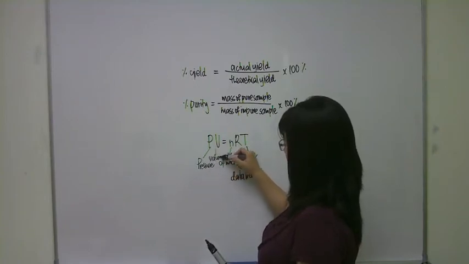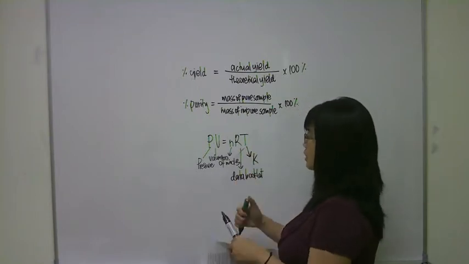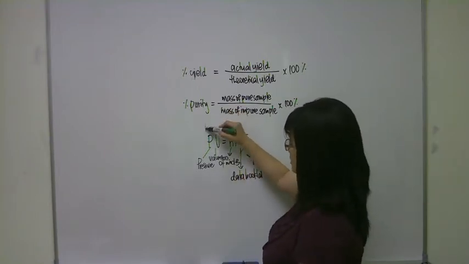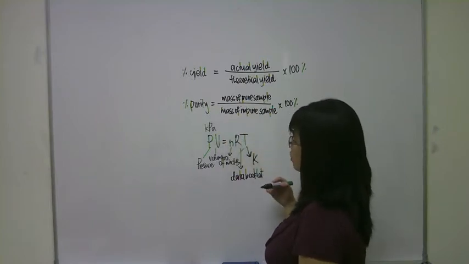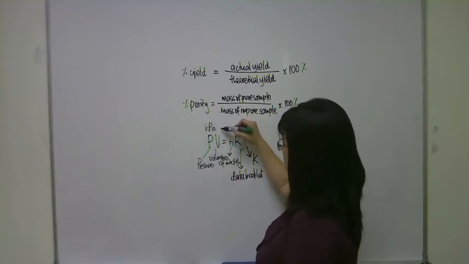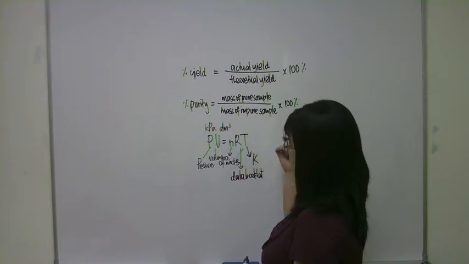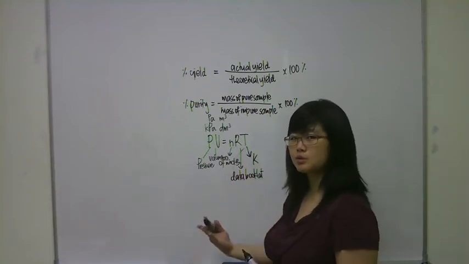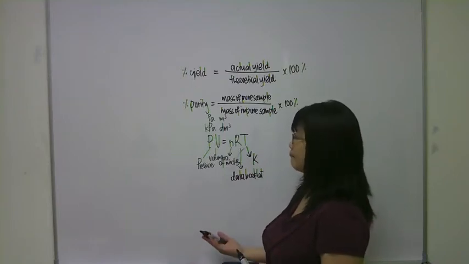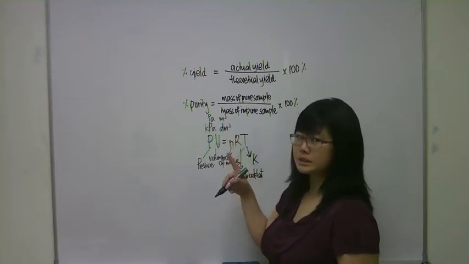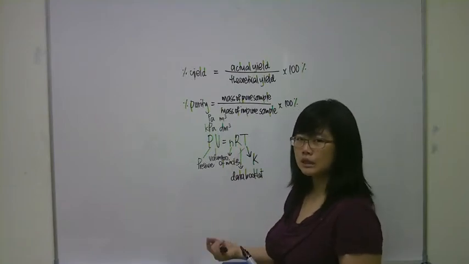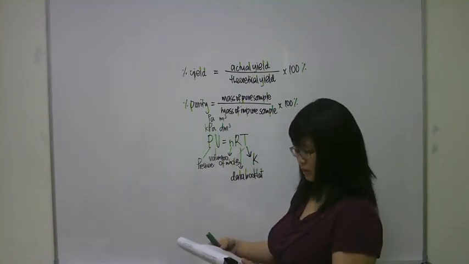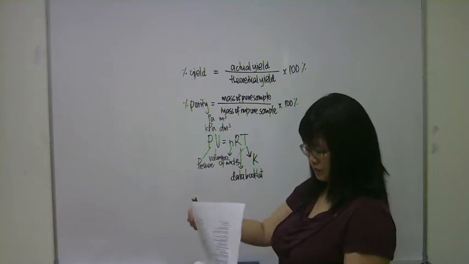There are two combinations of units that you can use. If pressure is in kilopascal, then your volume will be in dm cubed. If your pressure is in pascal, your volume is in meter cubed. But if you're scared your students get confused, then you just make them memorize one set of units. But in MCQ they may just use anything. So depending on the ability of the students.